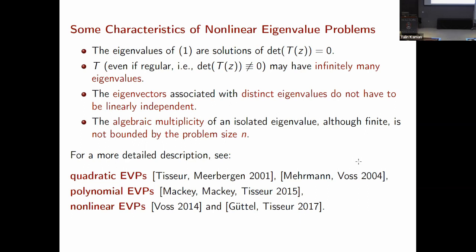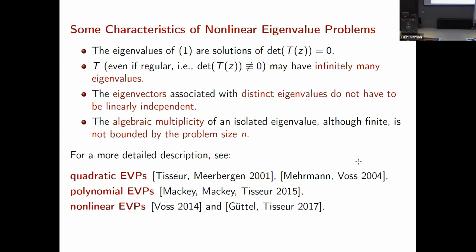The algebraic multiplicity, another very important concept from eigenvalue problems, of an isolated eigenvalue, although it is finite, is not anymore bounded by the problem size. Since we have infinitely many eigenvalues, the algebraic multiplicity can actually be larger than n, the size of the coefficient matrix. If some of you are interested in those types of problems, we are lucky enough that we have pretty well covered literature reviews.